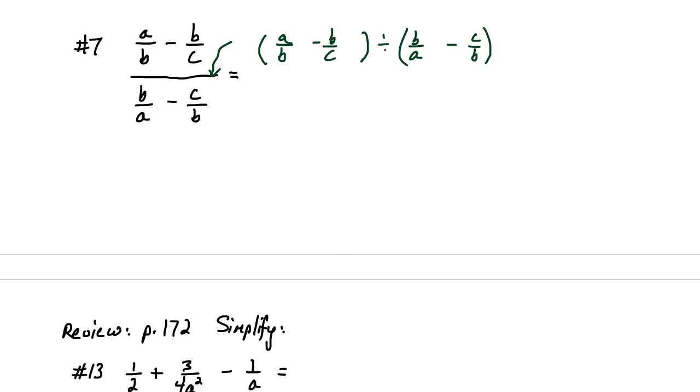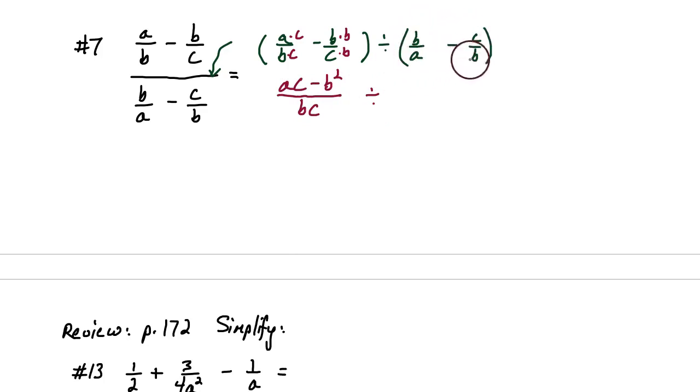To subtract fractions, you need to have a common denominator. If this is b and this is c, the lowest common denominator has both letters b and c. We can change this to bc by multiplying by c, top and bottom. We can change this into bc by multiplying by b, top and bottom. This part right here turns out to be ac minus b squared all over the common denominator bc.